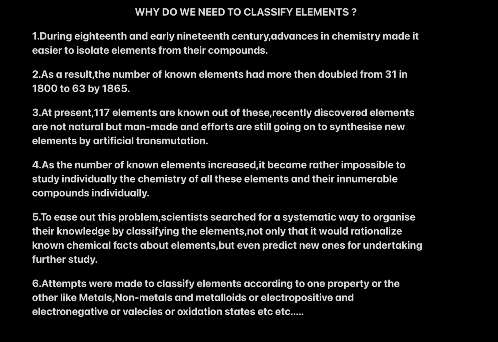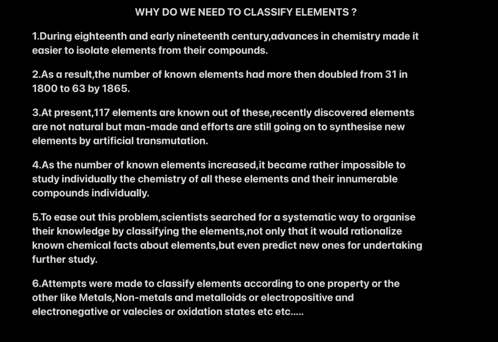Let's come to the third point. At present, 117 elements are known. Out of these, recently discovered elements are not natural but man-made, and efforts are still going on to synthesize new elements by artificial transmutation. Now let's come to the fourth point. As the number of known elements increased, it became rather impossible to study individually the chemistry of all these elements and their innumerable compounds.